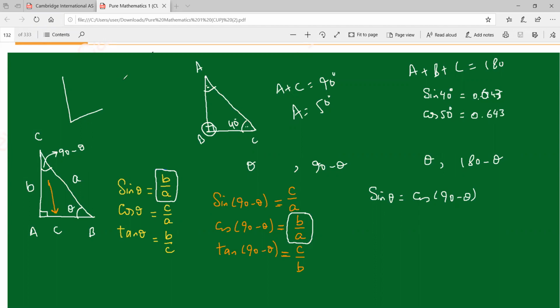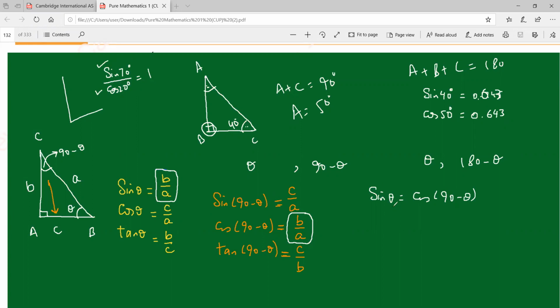Or in other words, let's do it like this. Now, can you tell me the value of sine 70 over cos 20? Your answer should be 1 if all of this is true. Yes, sir, your answer is 1. So why is this answer 1? That means sine 70 and cos 20 are equal. Only then is this answer going to be 1.